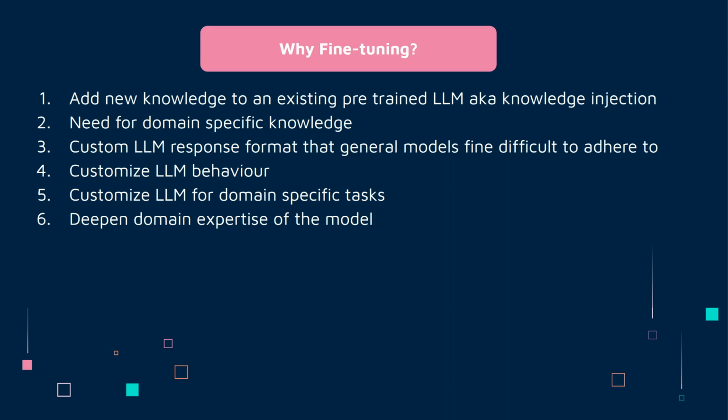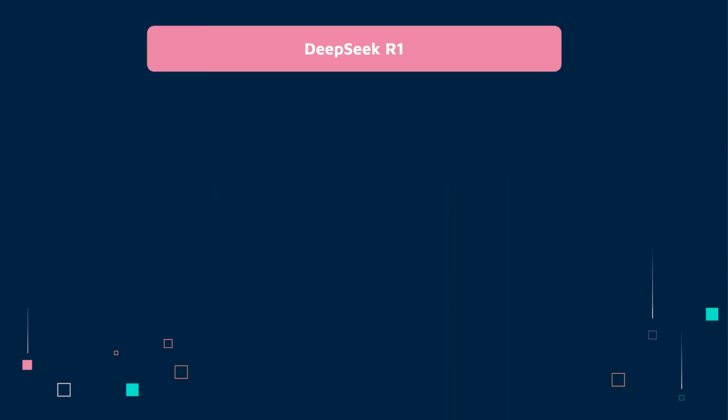Custom LLM response format: models that are not fine tuned find it difficult to adhere to custom formats and stuff like that. So customize LLM behavior, fine tune LLMs to domain specific knowledge, deepen the domain expertise of these models. Some of these models have been trained on data from the internet, right? So they have a bit of understanding about maybe all or most of the fields in the world today, but they don't have that in-depth expertise. In that case, you might want to enforce that in-depth expertise, and that's where you can go ahead and try to fine tune.